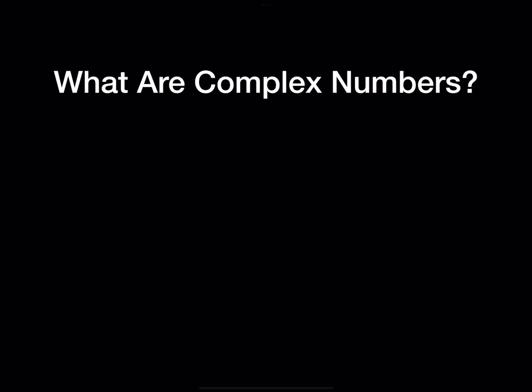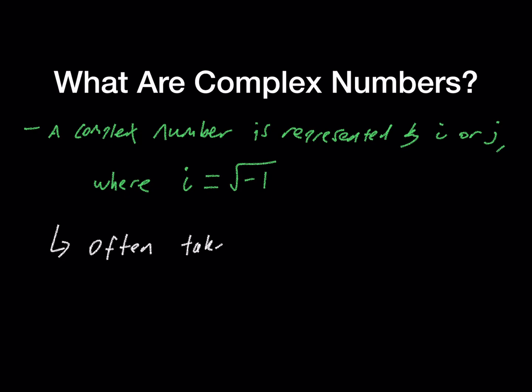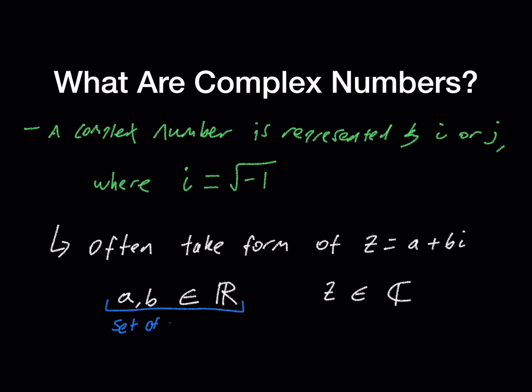A complex number is represented by either an i or a j. j is used in electrical and electronic engineering, as i is usually used to denote current. The main point is that this notation is used to represent the square root of -1. Often, we write in the form z equals a plus bi.